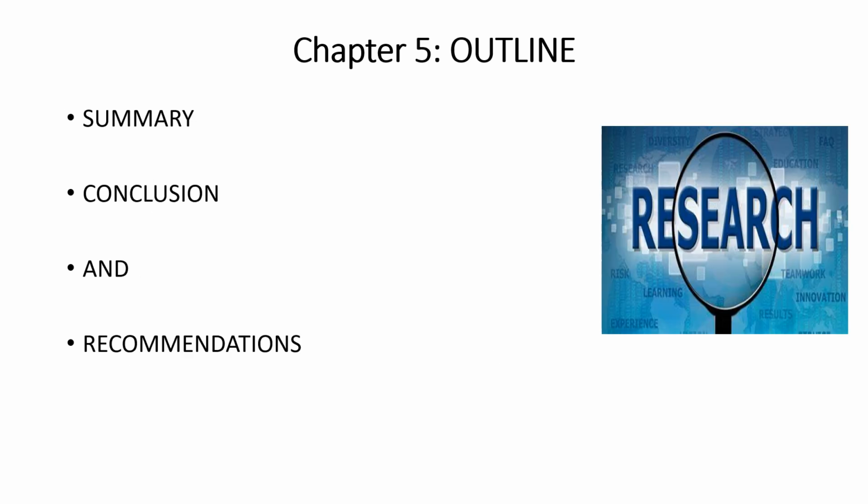Finally, you do your chapter 5. This is the outline: the summary, the conclusion, and the recommendation. The summary is the recap of chapter 1 to chapter 4, what you have been able to do. You state your research objectives, your research questions, the methodology you used, and the summary of your findings. This is very important. Then you conclude.